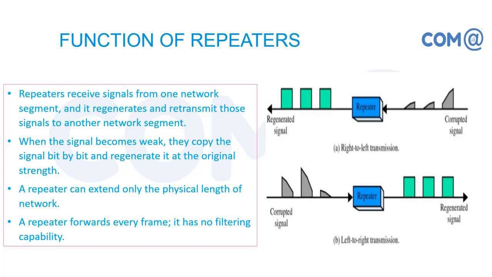So it is working in the data link layer and operates with the help of frames. It can extend only the physical length of the network, not a logical connection, but it can be used for extending your physical connection. Like in a factory, when you are establishing another network, you can put one repeater, and then beyond that, you can have one hub or switch. Then you connect the systems to the hub.